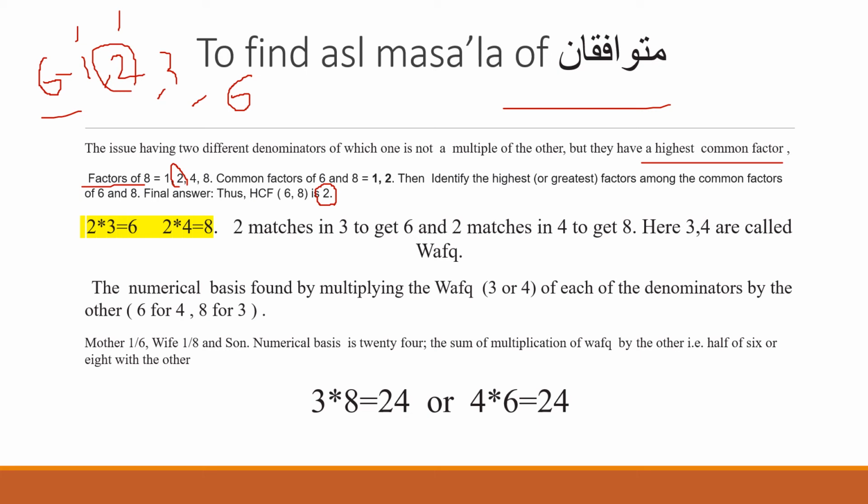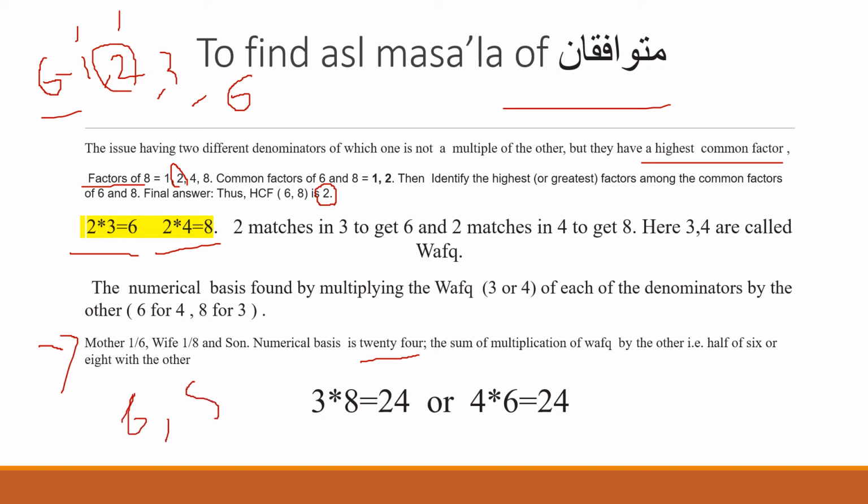Okay, so we found the number 2. Then we know 2 into 3 is 6, and 2 into 4 is 8. Why are we taking 8 and 6? Here, check here: mother 1/6, wife 1/8, and a son. So in this case there are three members. So the numerical basis is 24. Why is it 24? So we are checking. You see 6 and 8.